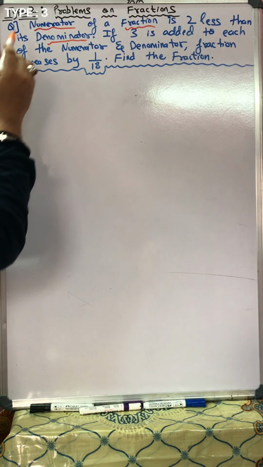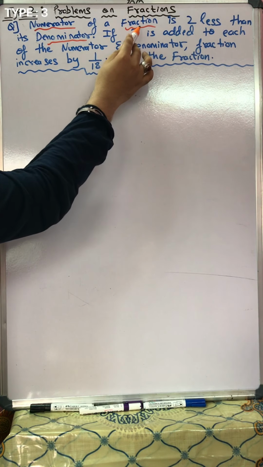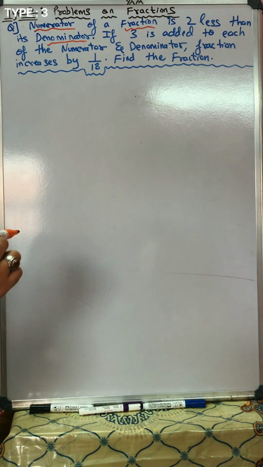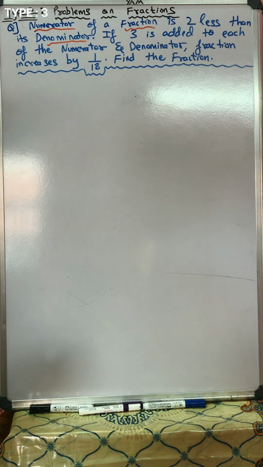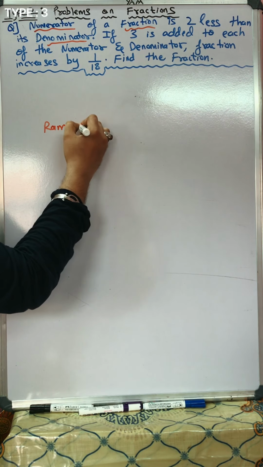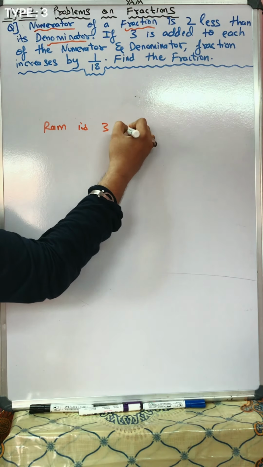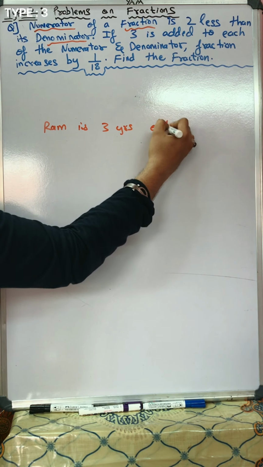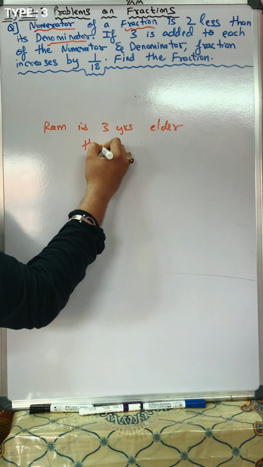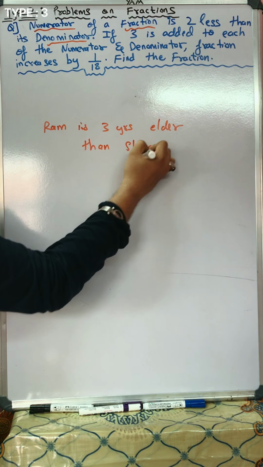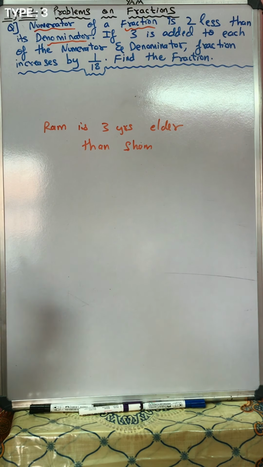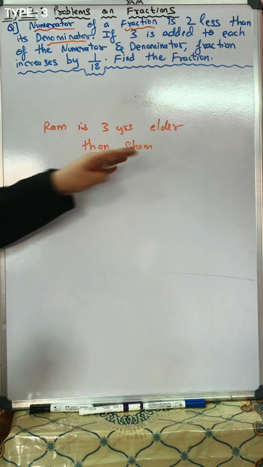All of you, eyes on the board. Numerator of a fraction is 2 less than its denominator. Leaving this question over here, if I tell you Ram is 3 years elder than Sham. Ram is 3 years elder than Sham. In Hindi, Ram 3 साल बड़ा है शाम से.